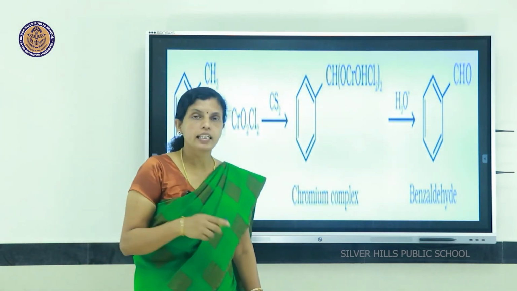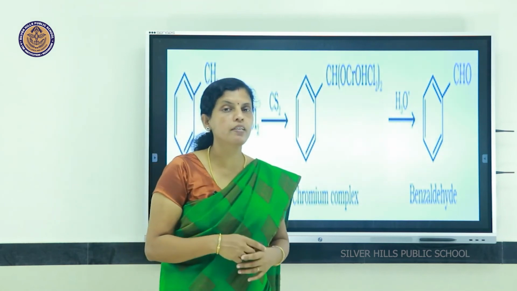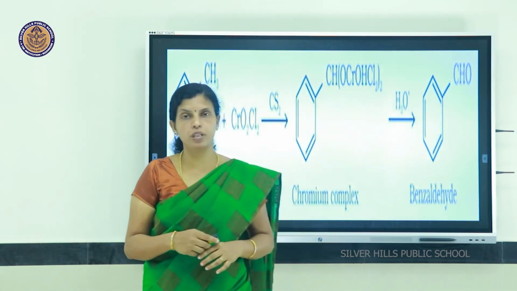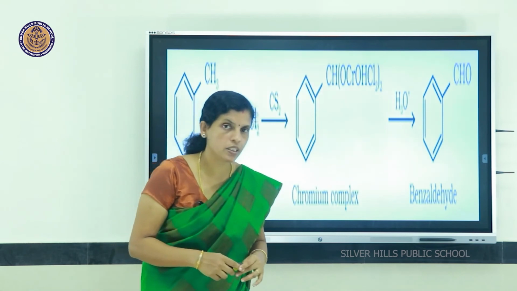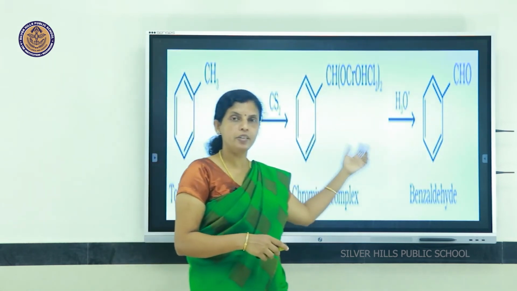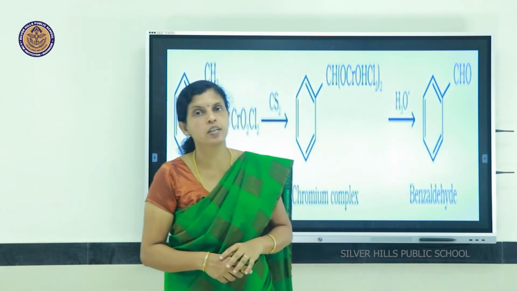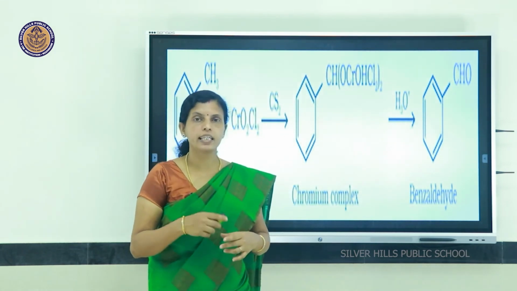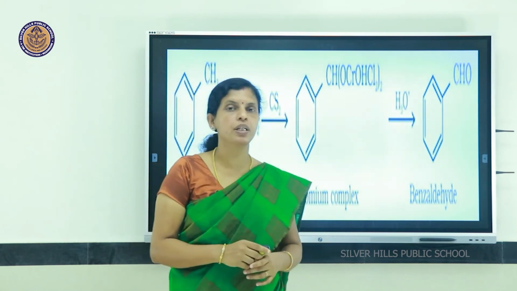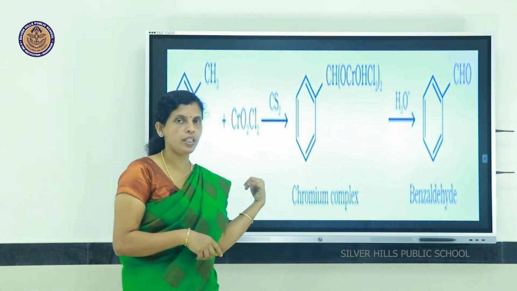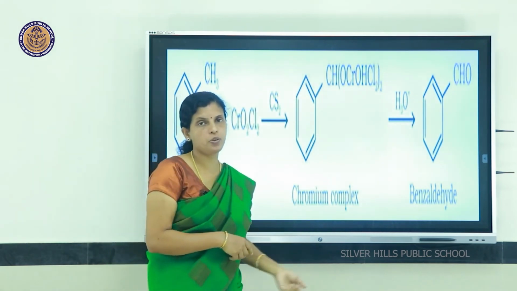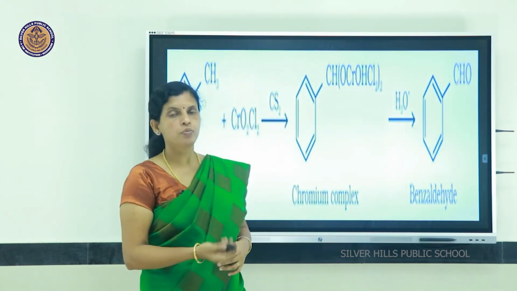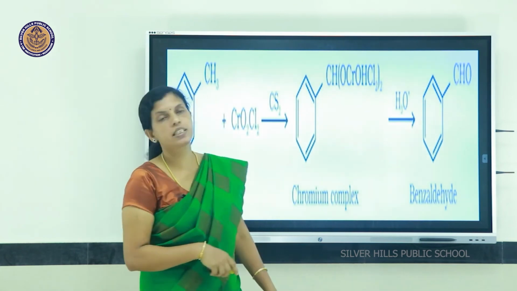Etard reaction is alkyl substituted benzene on treating with CrO2Cl2, that is chromyl chloride, in CS2 medium. First it gives a chromium complex, and that chromium complex on hydrolysis gives the aldehyde, and that is an aromatic aldehyde. So, Etard reaction is a conversion of an alkyl substituted benzene into an aromatic aldehyde. If you are using toluene on treating with CrO2Cl2 in CS2 medium, first it gives a chromium complex, followed by hydrolysis gives benzaldehyde.